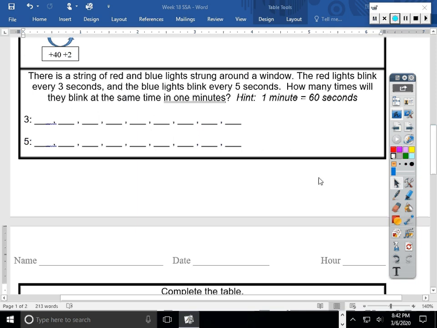Where it says there is a string of red and blue lights strung around a window. The red lights blink every 3 seconds and the blue lights blink every 5 seconds. I'm thinking I'd get a headache. Next it says, how many times will they blink at the same time in 1 minute?